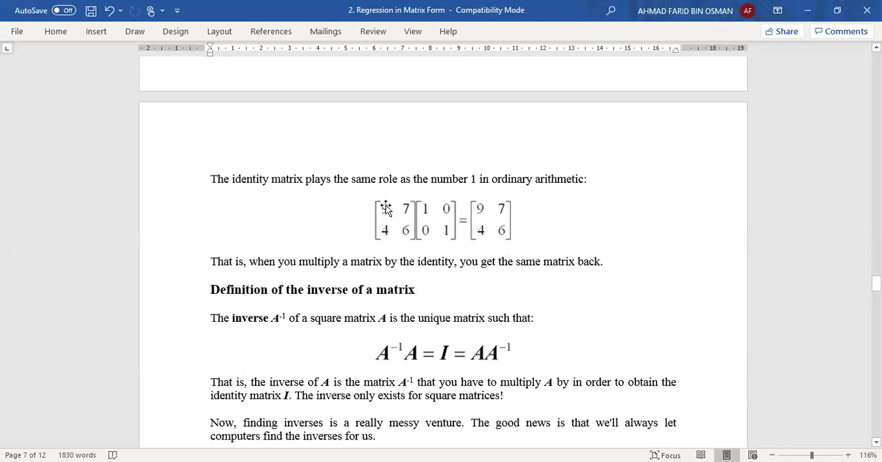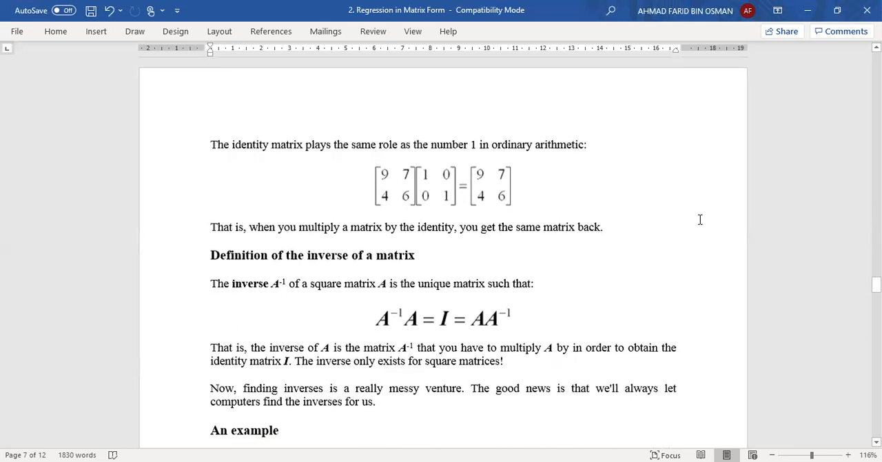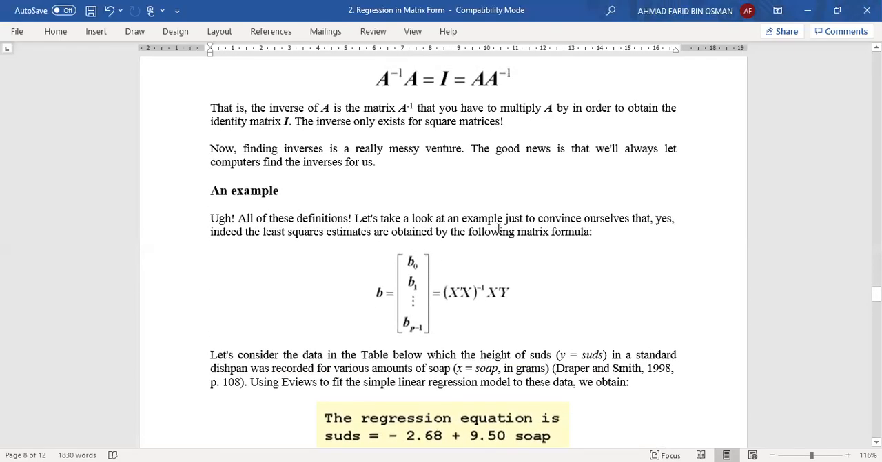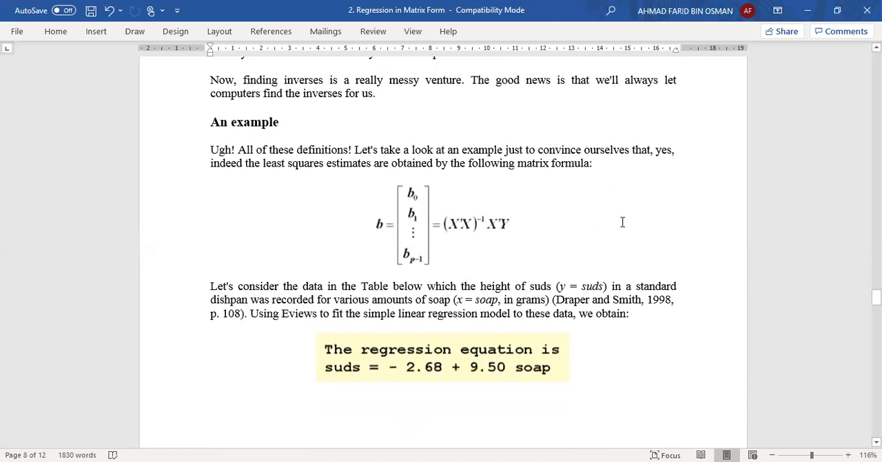If you multiply any matrix with the identity matrix, you will get back the matrix. And then the definition of the inverse of a matrix. The inverse of a square matrix A is the unique matrix such that when you multiply the inverse of A and matrix A, you get the identity. Similarly, if you multiply A and the inverse of A, you get the identity matrix. Okay, now consider an example.